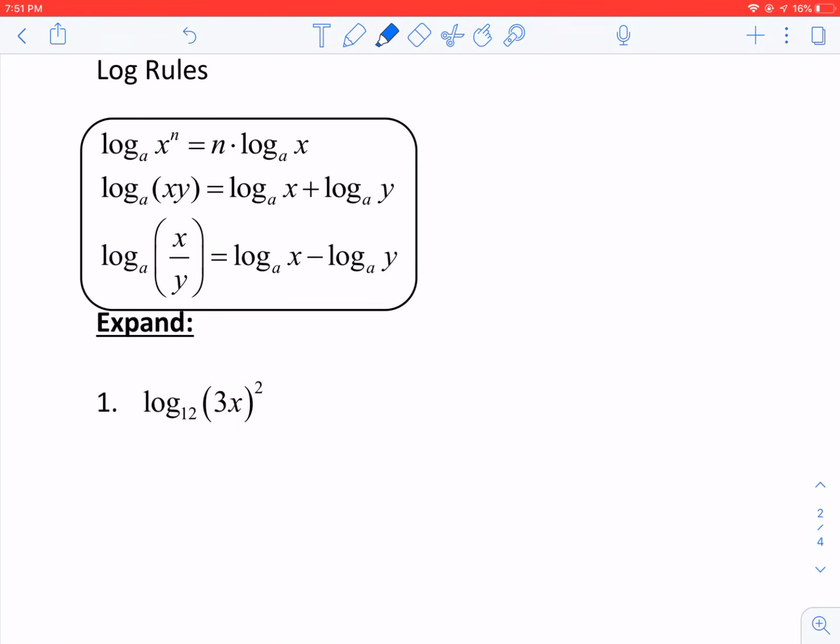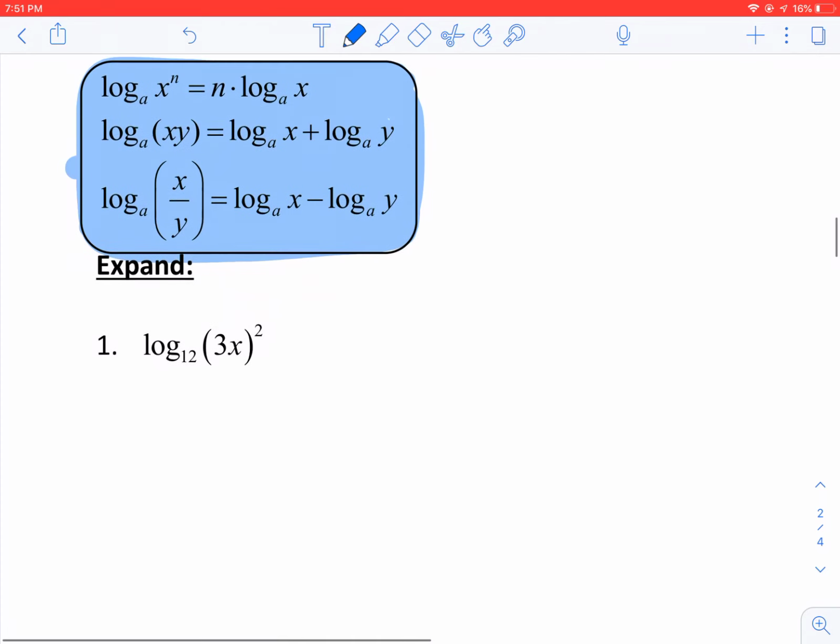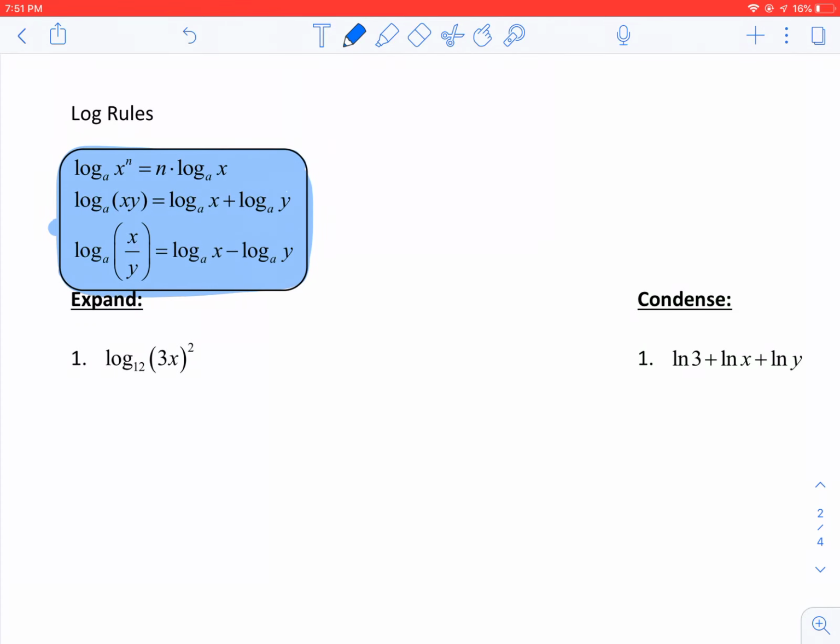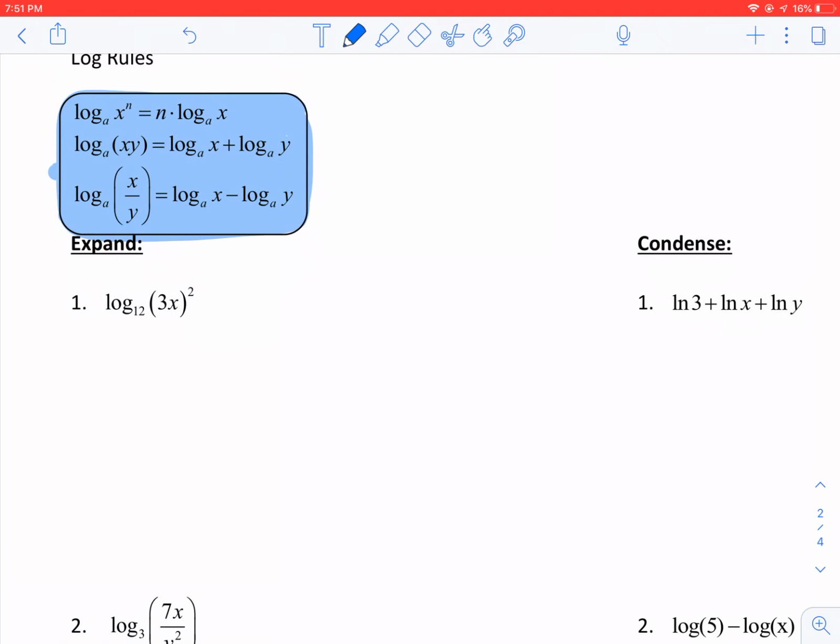These are going to be the three log properties, or log rules, that we're going to be looking at. If you haven't already, make sure you've paused the video and finished that first page. We're going to be using these rules or properties to expand and condense log expressions. Really today we're just practicing expanding and condensing logarithms, because we're going to be using these properties when we solve log equations.